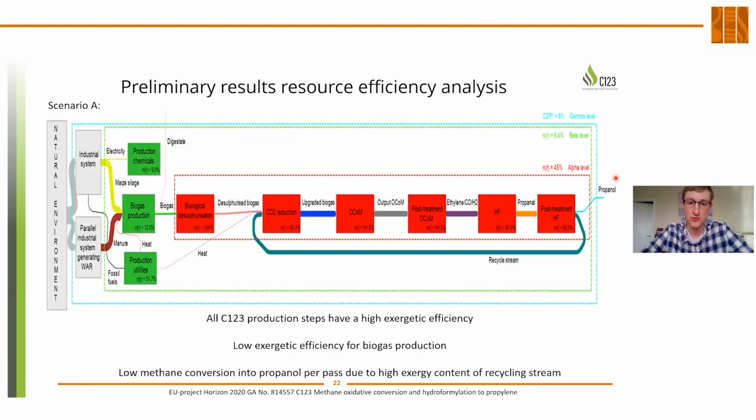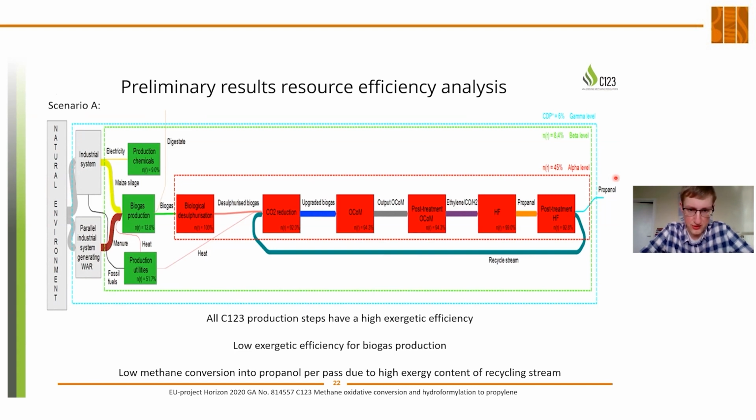The next slide, please. Okay, so now we can also have a look at the results of the resource efficiency analysis. First, I show you the results for scenario A, where we use biogas. The color codes on this figure have a different meaning. The red blocks correspond to the C123 production steps, and the green blocks correspond to the supporting processes. The flows represent the exergy content of each flow. So the wider the flow, the higher the exergy content.